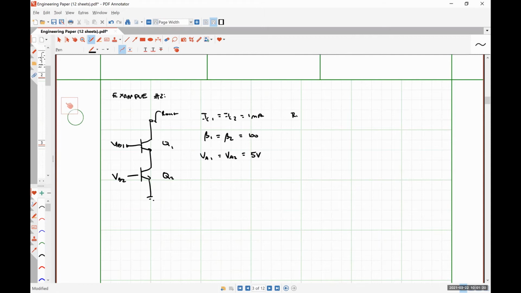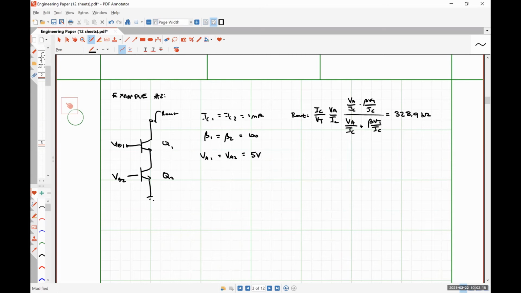Our output resistance would be IC over VT, that's GM, times VA over IC, that is R01, multiplied by VA over IC, that's R02, multiplied by beta VT over IC, which is R pi, and then we're going to have VA over IC plus beta VT over IC. And we get a value of 328.9 kiloohms.